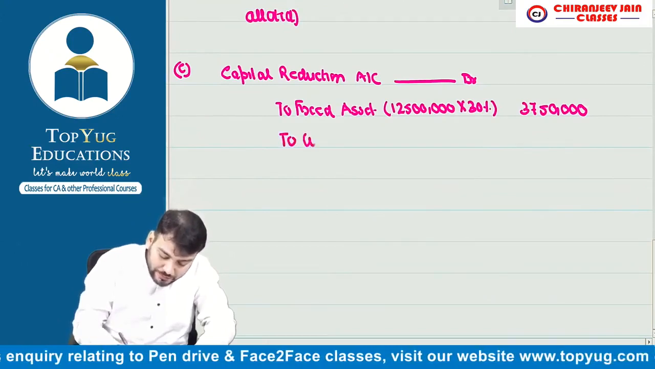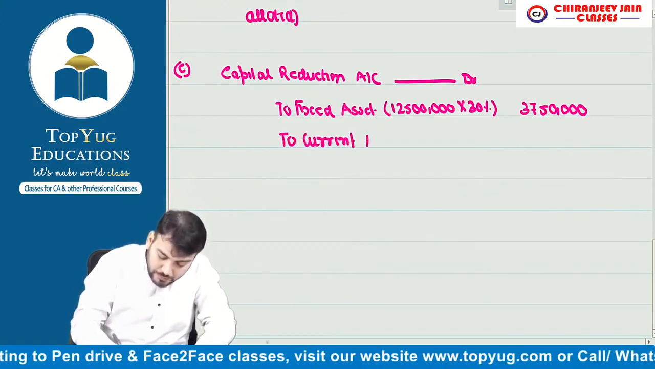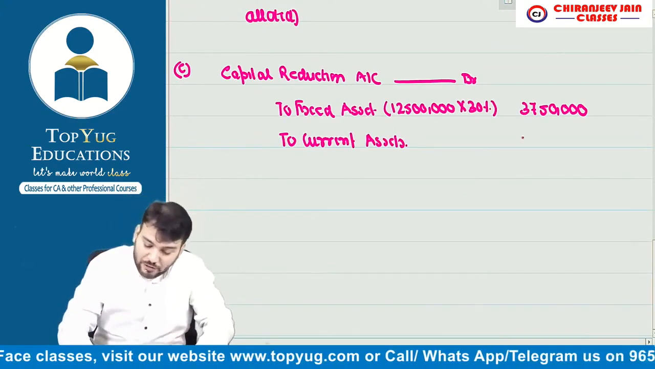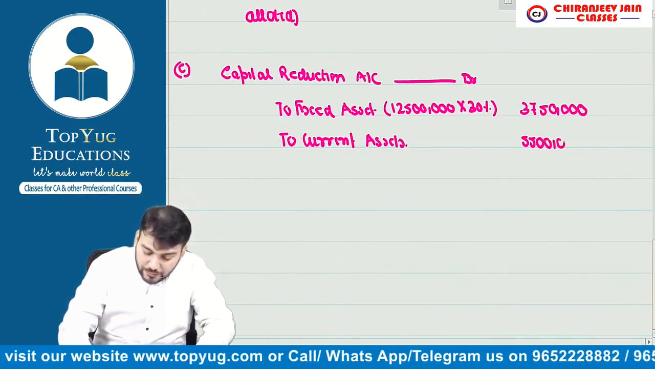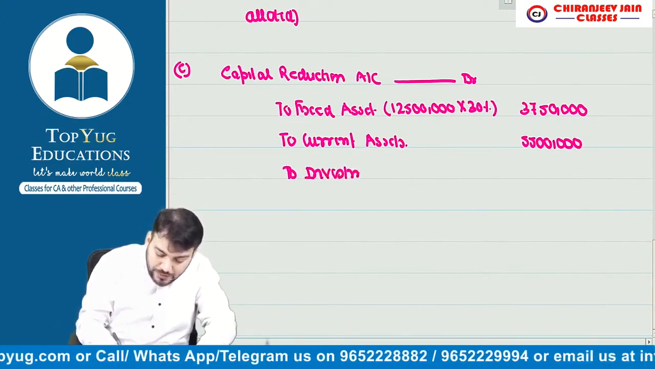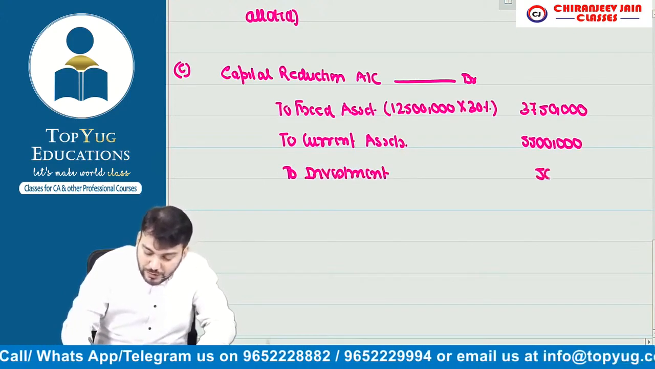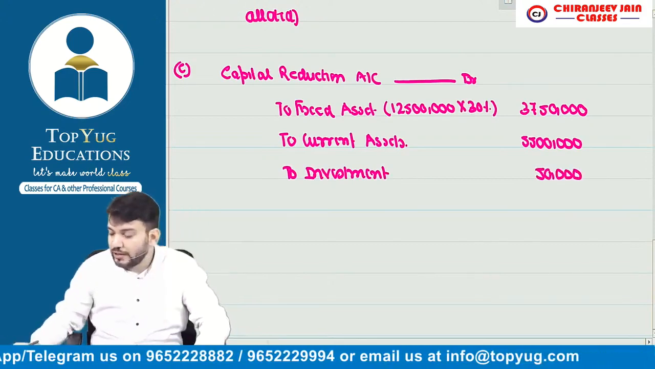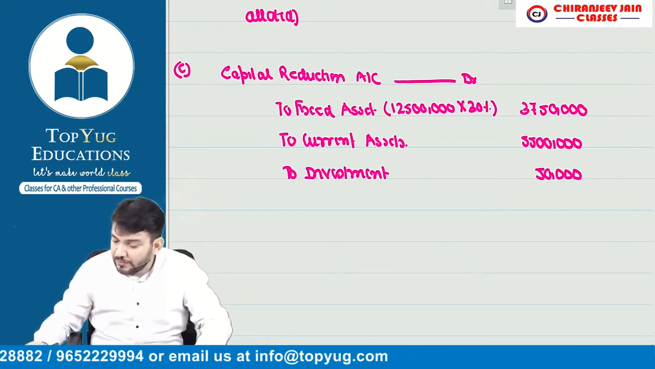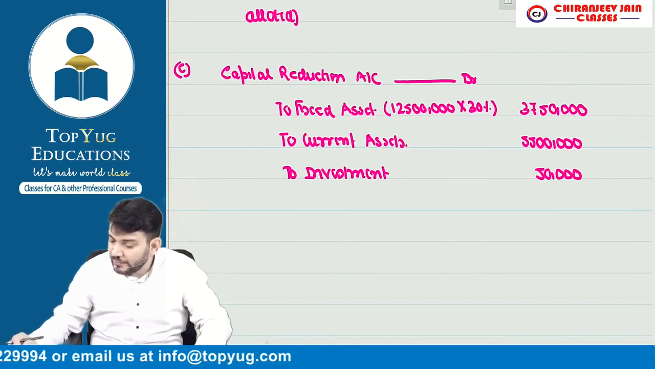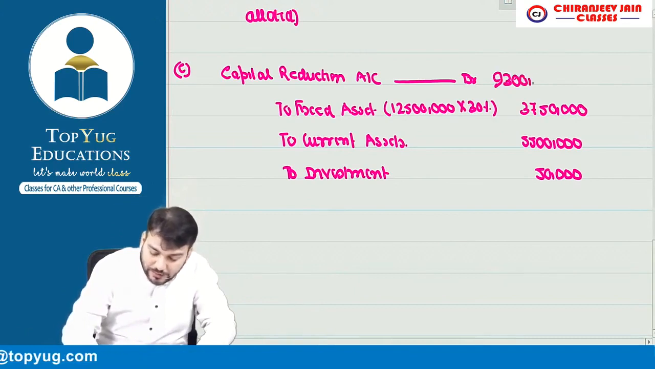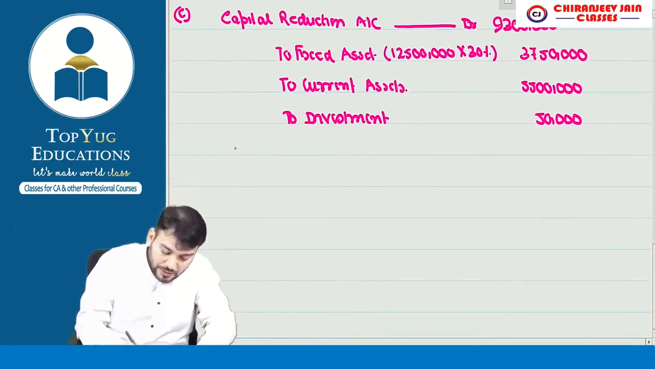Then to current assets. Current assets will be reduced by 55 lakh. This I have already informed you. And to investment, it will reduce by 50,000. Total how much, let's check: 37 lakh 50,000 plus 50,000 plus 55 lakh. So this comes to 93 lakh. Yes sir. See.